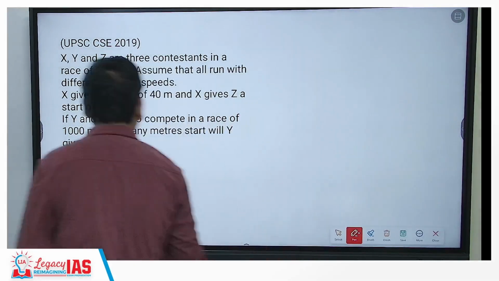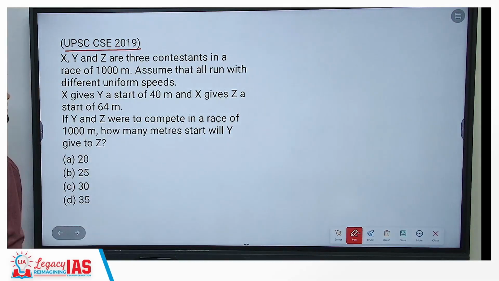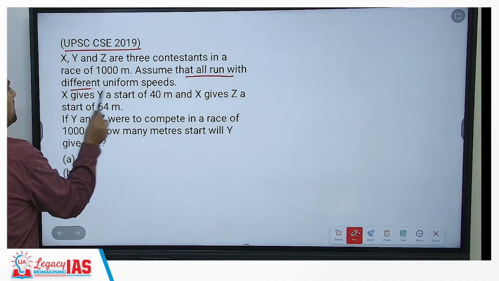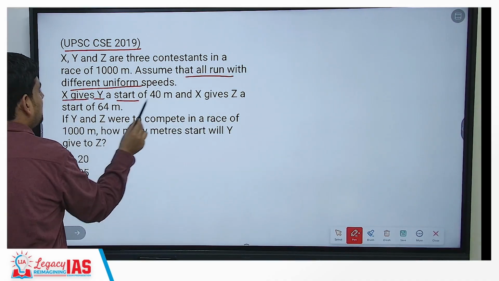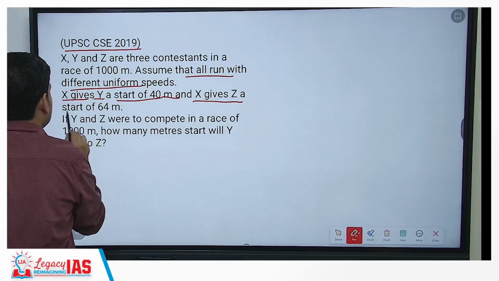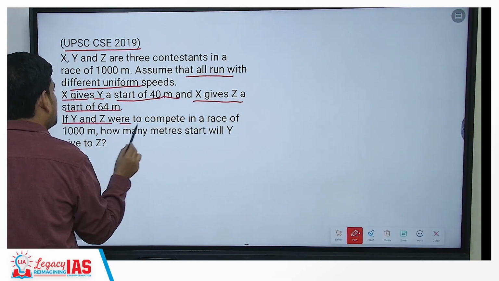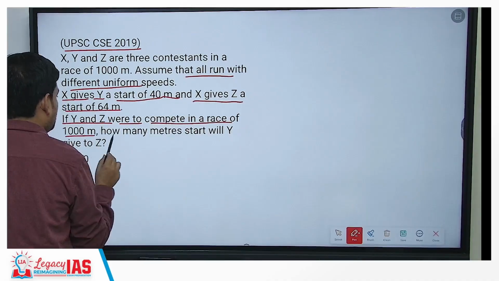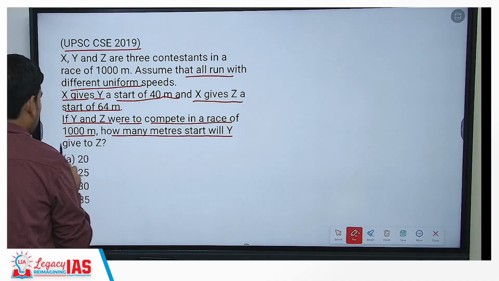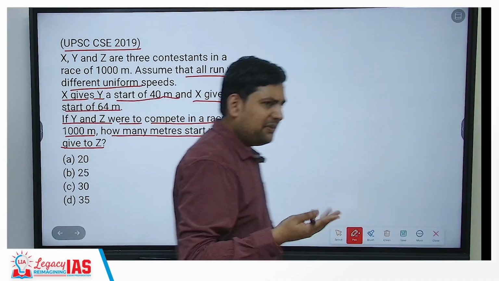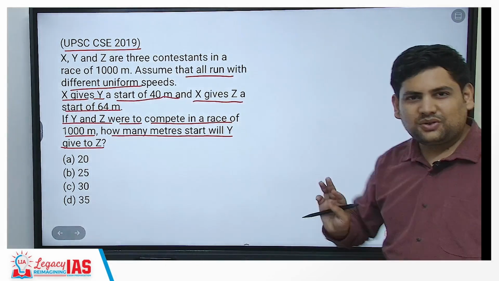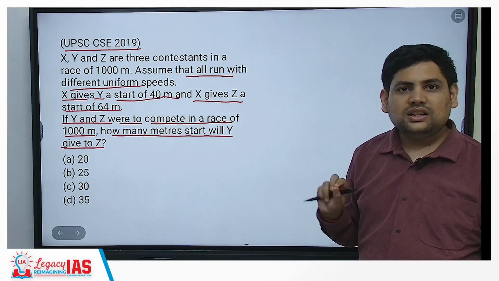So this is what came in CST 2019. Now it says what? X, Y, Z are 3 contestants in a race of 1000 meter. Assume that all run with different uniform speeds. X gives Y a start of 40 meters and X gives Z a start of 64 meter. If Y and Z were to compete in a race of 1000 meter, how many meter starts will Y give to Z? So basically they are giving each other starts so that they reach at the same time.